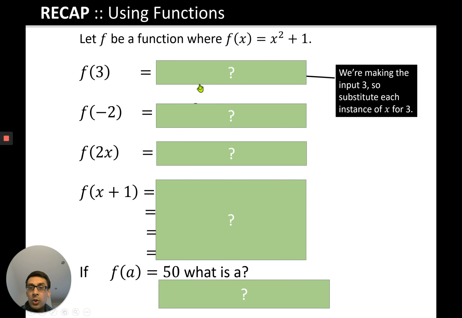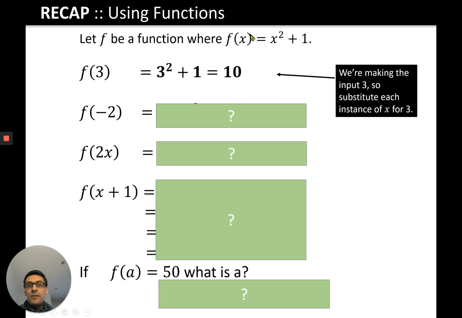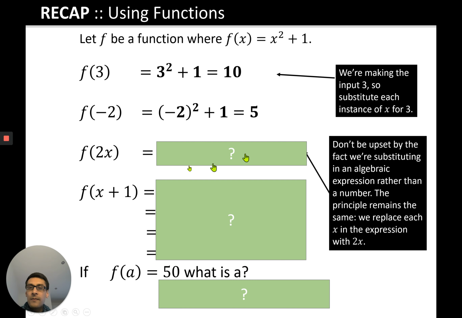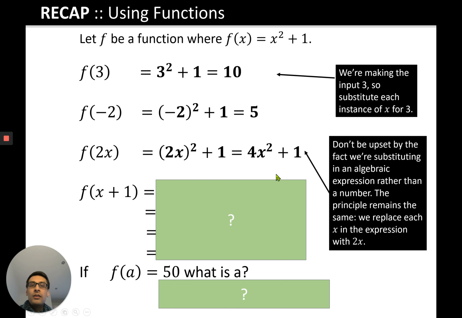Now, I want you to pause the video and have a go. This is just a quick recap of functions, and then I'm going to show you all of the answers in about 3 seconds. Okay, so here are the answers. You put 3 into there, so you get 3 squared plus 1, which is 10. You put -2 into there, so you replace your x with -2, so that will be (-2) squared plus 1, which is 5. In this case, you replace your x with 2x, so (2x) squared, which then gives you 4x squared plus 1, and that's your answer.